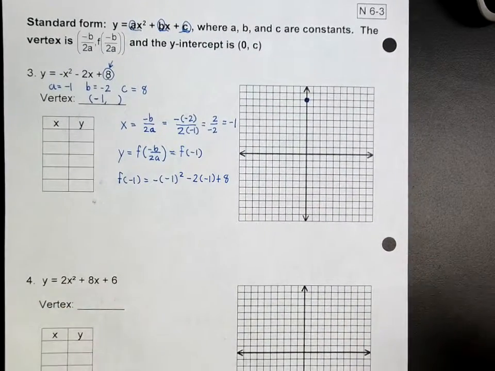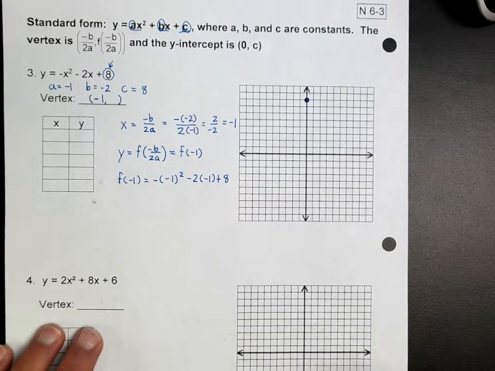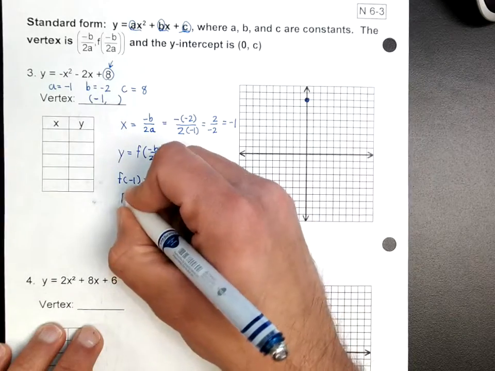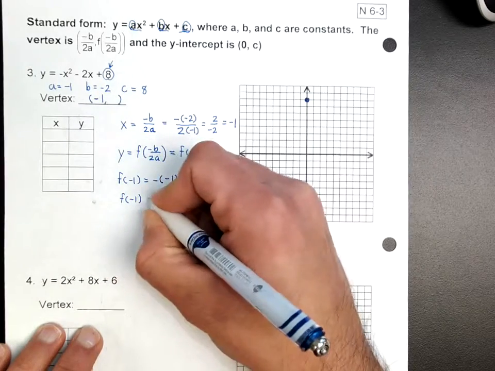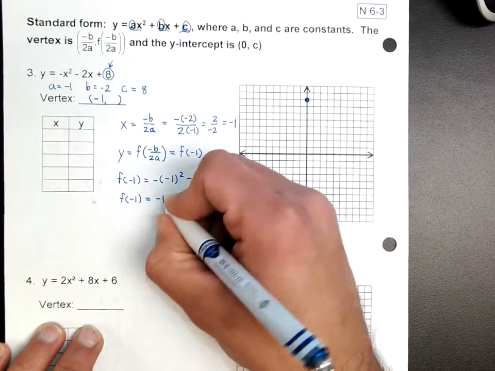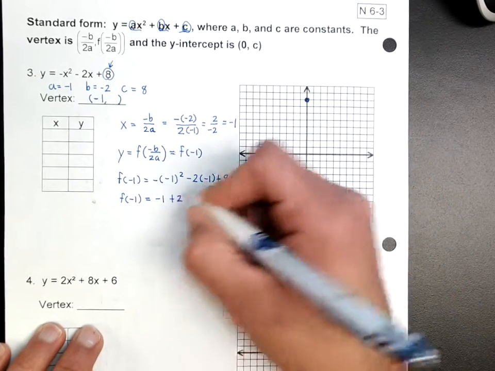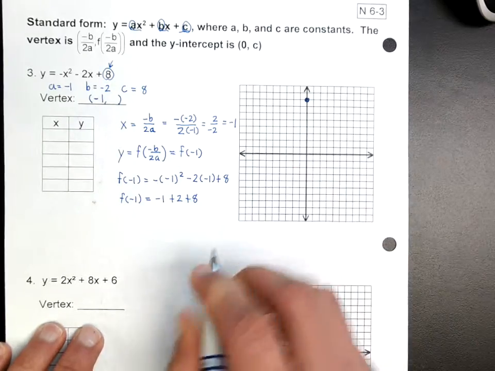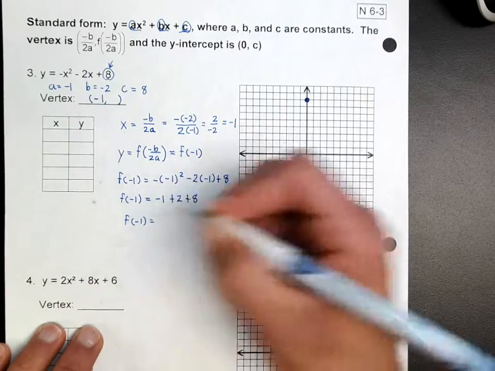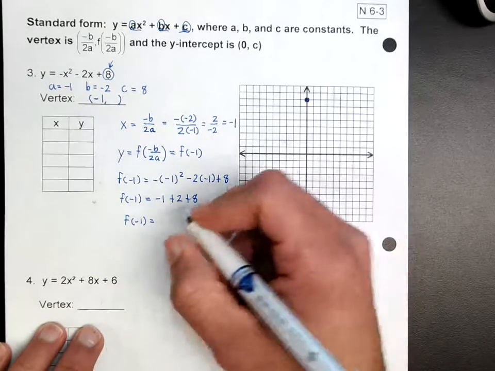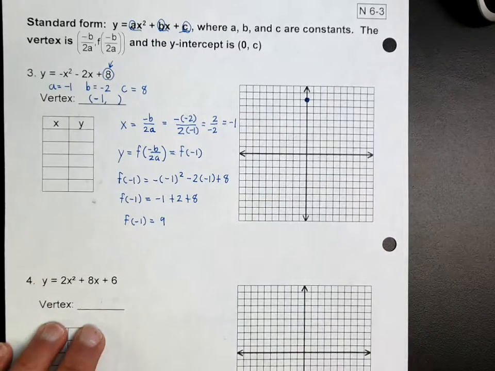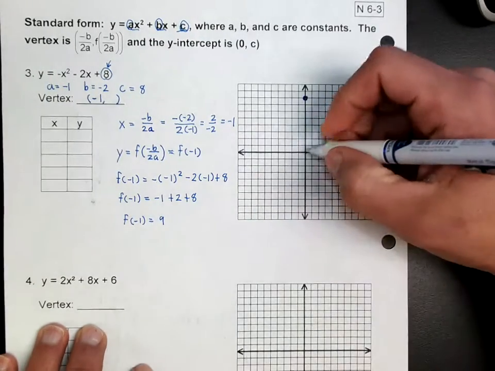And we're going to see what we get. And whatever we get, that's our y-coordinate. So f of negative 1 is equal to, let's see, that's positive 1, but that's going to make a negative. So we have negative 1 plus 2 plus 8. That is going to give us positive 9. Alright, so we have that our first point is at negative 1.